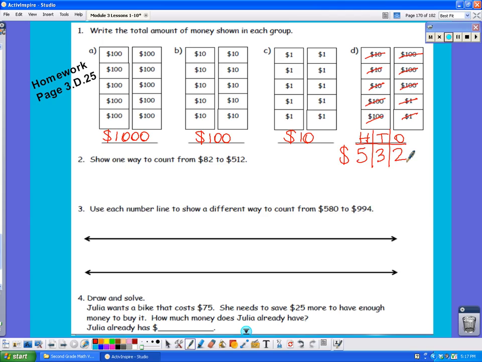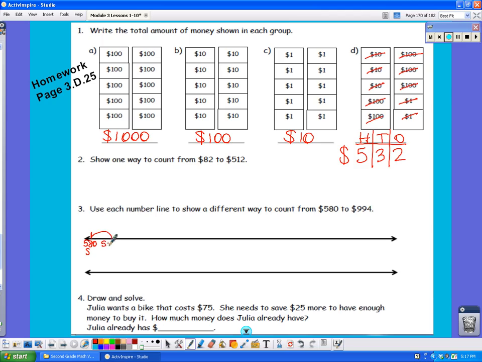Number 3 says use each number line to show a different way to count from $580 to $994. So I'm going to start at the front of my number line, put my tick mark, and my first number is 580. This is going to be my starting number. I want to try to count the fastest way possible using the least amount of jumps. So I can start counting by tens.